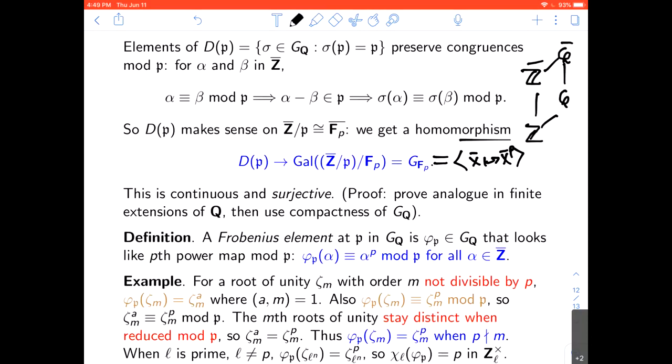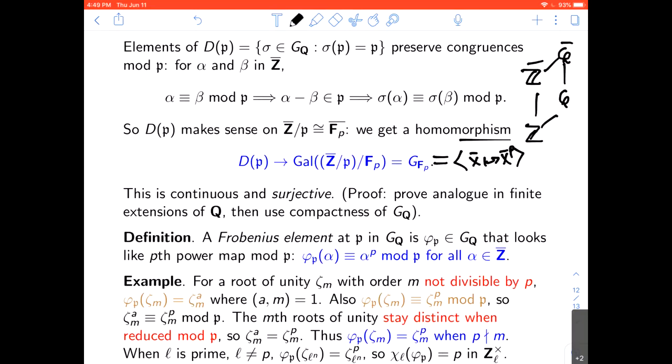This group is generated topologically by the pth power function. And so this mapping of the decomposition group, the stuff that fixes the prime ideal, onto a copy of the absolute Galois group of F_p by using Z bar mod the ideal P as a model for F_p bar, is a continuous surjective homomorphism. And in particular, there must be something in it that goes to the pth power map. And so we call any such thing a Frobenius element at that prime ideal.